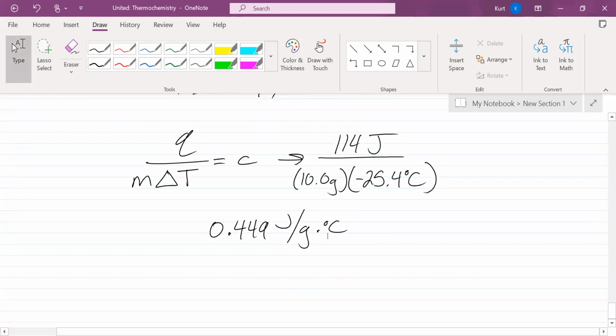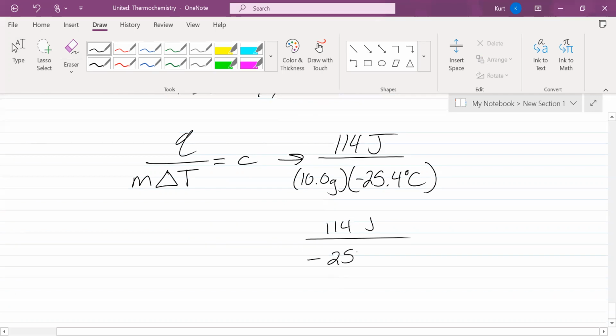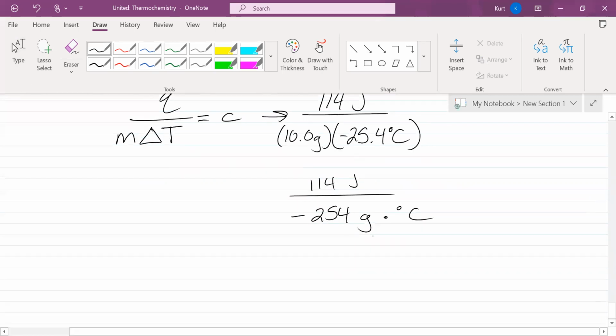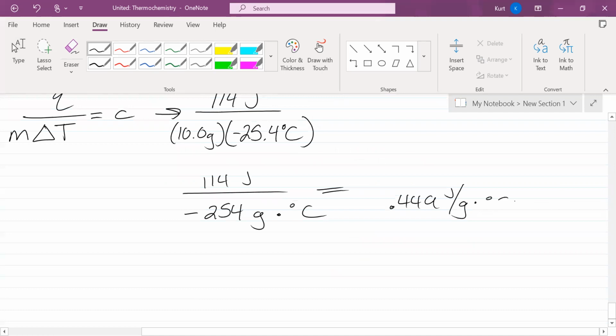You want to show your work? Let's do that. And then 114. You'd have 0.449 joules per gram per degree Celsius.